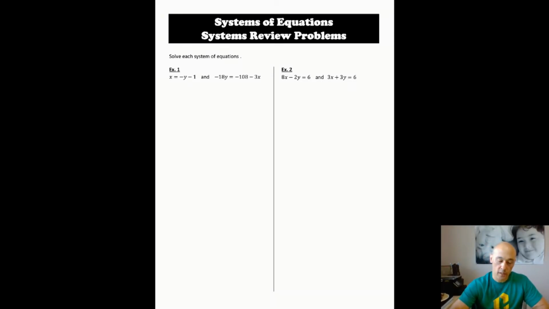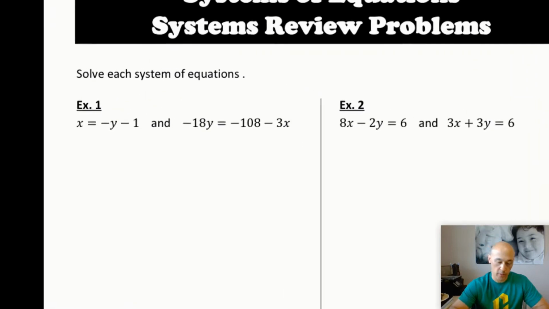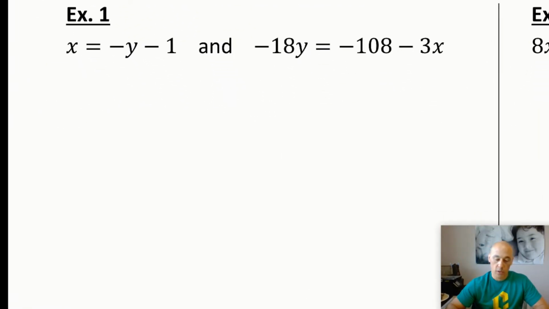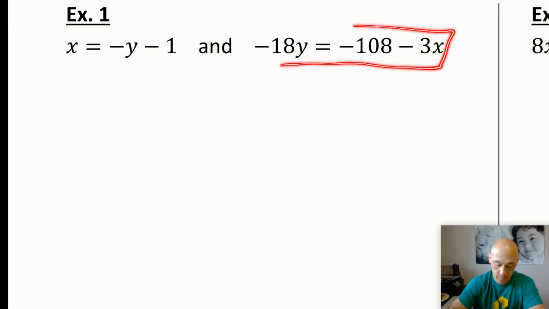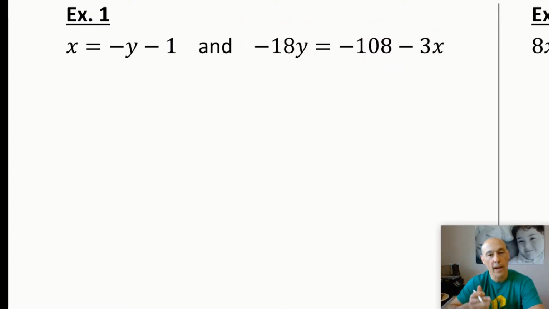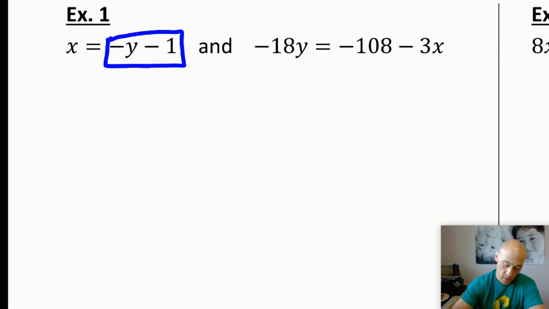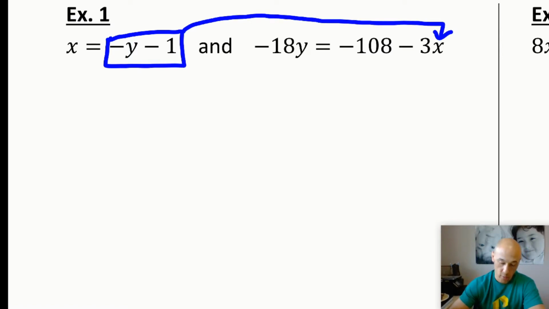Systems of equations, systems review problems. We're just going to solve these two systems. So in this one, I see that x is isolated on one side of the equal sign, and in this one, nothing is isolated. Whenever we have a variable that is isolated, that means that we can substitute what that variable equals into the other equation, replacing the variable.